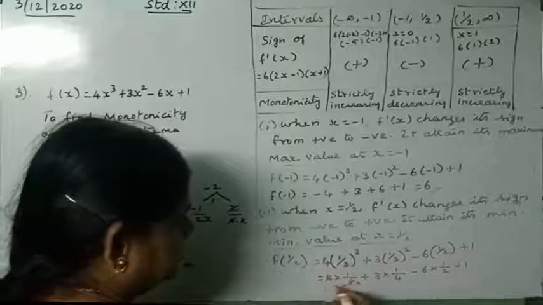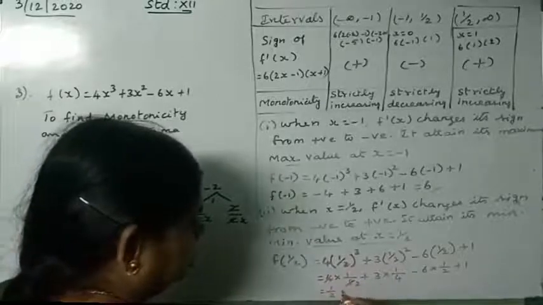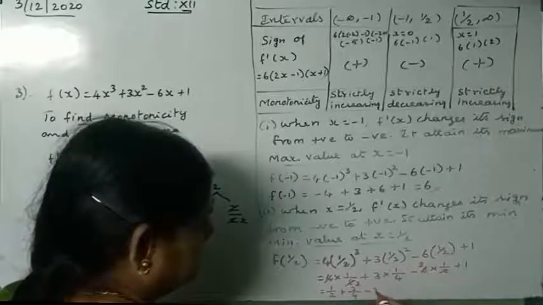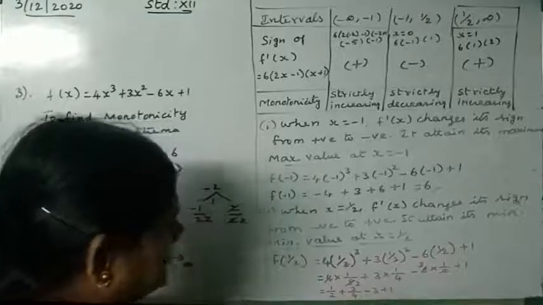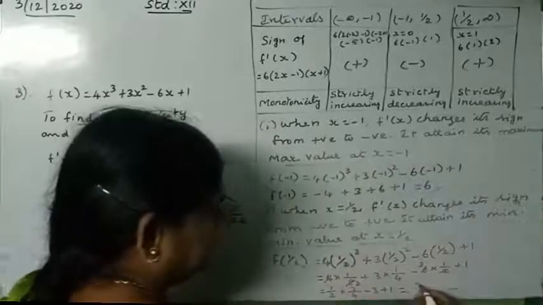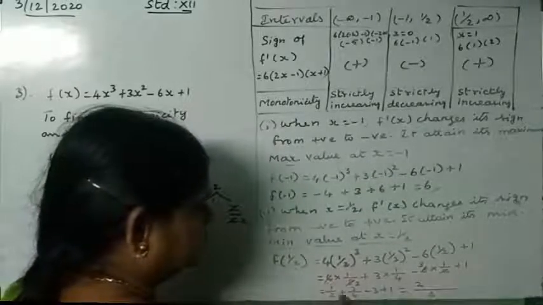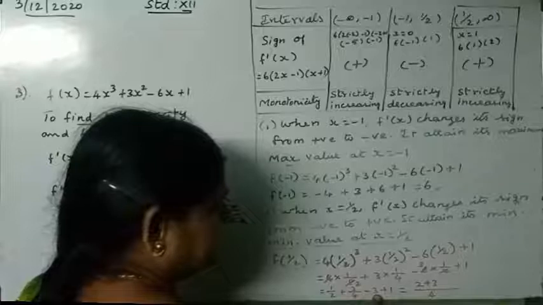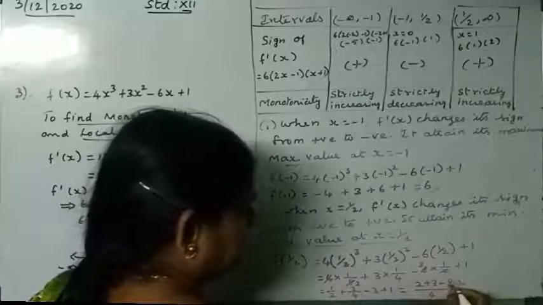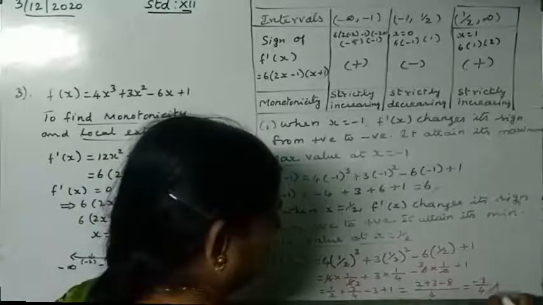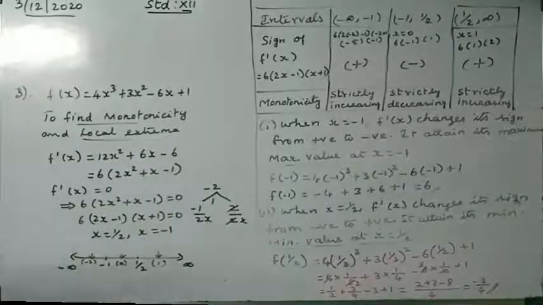Now if I calculate this, it is 1 by 2 plus 3 by 4 minus 3 plus 1. Minus 3 plus 1 is minus 2. And if I take LCM 4, so here it is 2. Cross multiply, 2 2s are 4. So 2 into 1 is 2. 4 is here, so take 3. Take this as minus 2. Minus 2 into 4 is minus 8. So minus 8 plus 5 is minus 3 by 4. So this is the minimum value. So minus 3 by 4 is the minimum value.